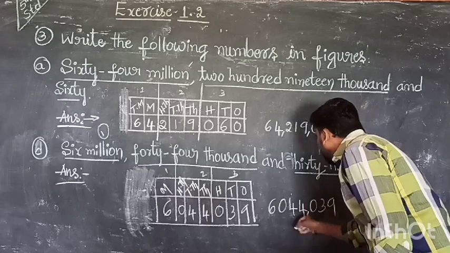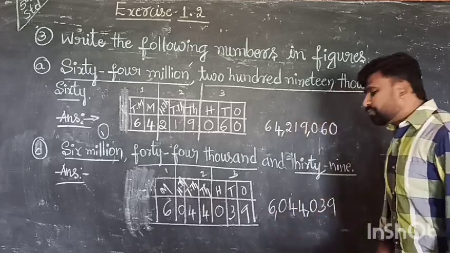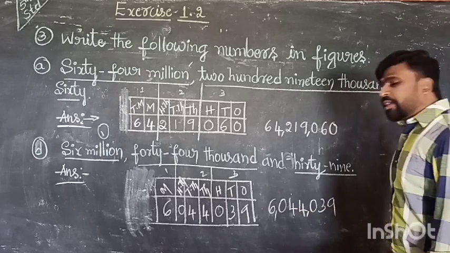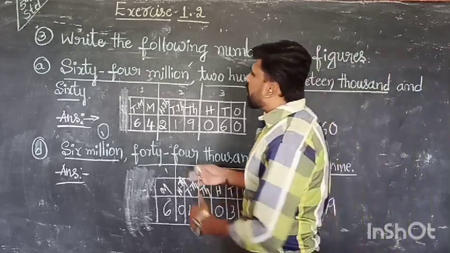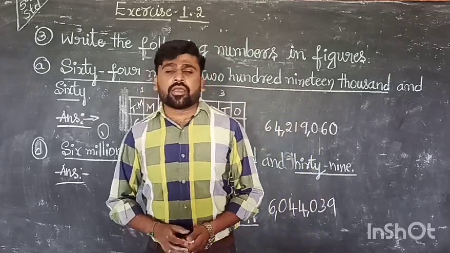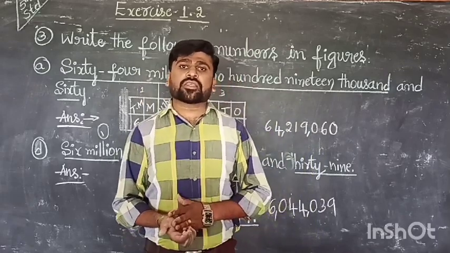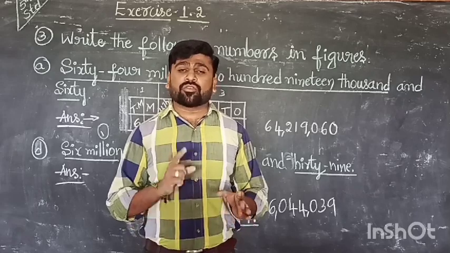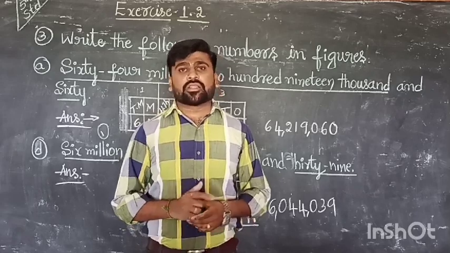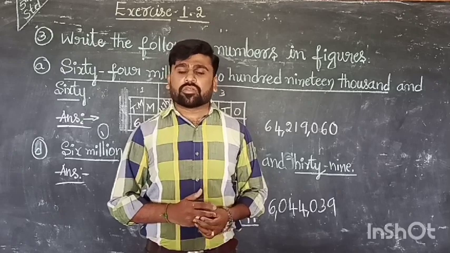you can put commas every 3 digits: 6 million, 44,000 and 39. Clear? This is nothing but converting the words into the number. Today in this class, we have completely discussed exercise 1.2, first main, second main and third main. Okay? Thank you. Thank you one and all.